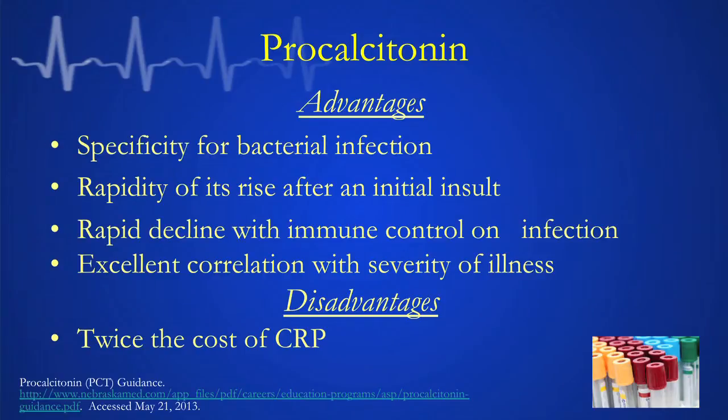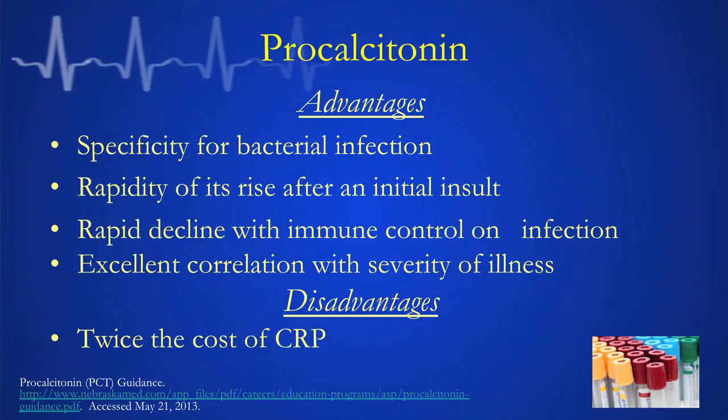What are the advantages? Specificity for bacterial infection. So if it's elevated, again, you're not blaming it on viral. It's bacterial, you're starting antibiotics. The rapidity of its rise after an initial insult, 2 to 4 hours, that's pretty good. Rapid decline with immune control of infection. So once you start your antibiotics and you repeat your procalcitonin the next day, it's helpful to see which way it's going. Are you on the right track? Excellent correlation with severity of illness. Again, the higher the level, the more severity.